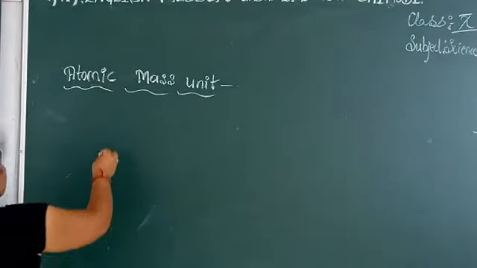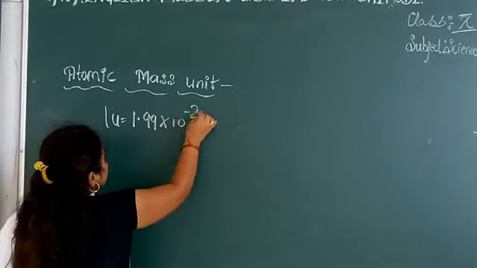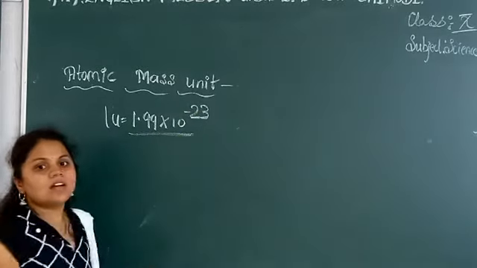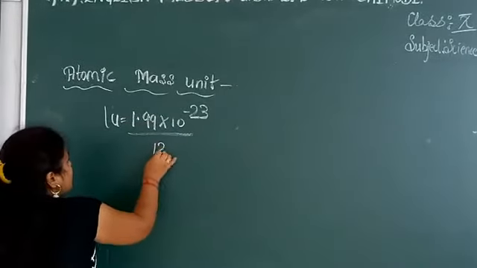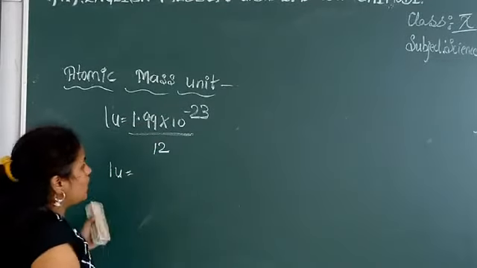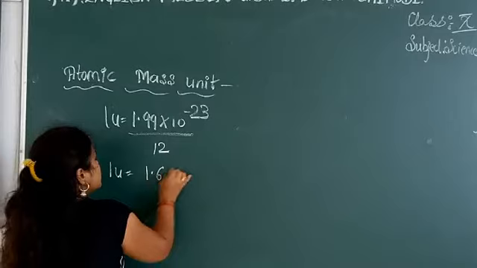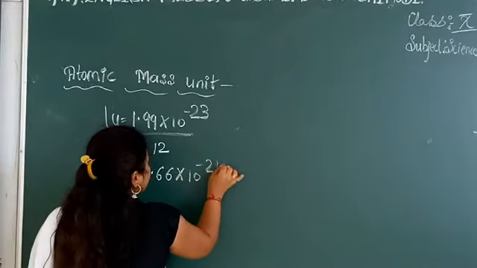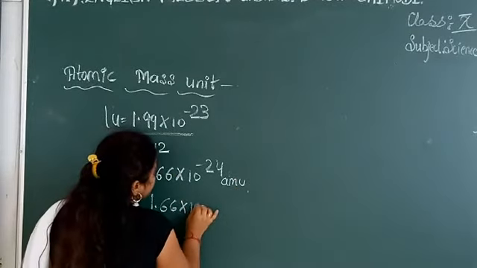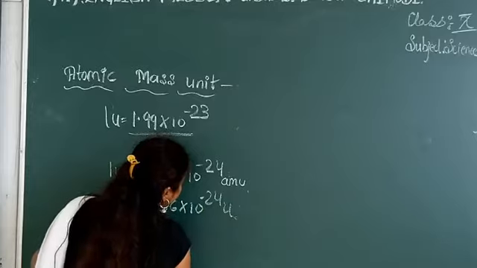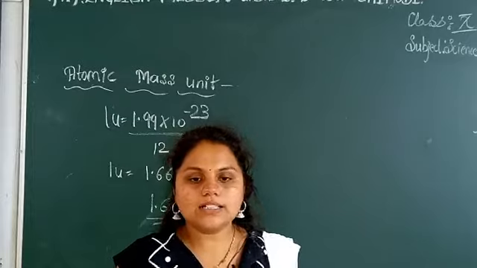So 1 U is equal to 1.9 into 10 raised to minus 23 divided by 12, because it is a 12th part of the carbon. If you calculate this value, 1 U becomes 1.66 into 10 raised to minus 24 atomic mass unit, or 1.66 into 10 raised to minus 24 unified mass. This is the standard value which you have to compare with the other atoms.